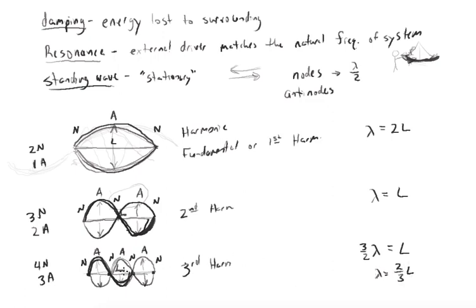All right, see how I did that? I said here I've got 1.5 waves. Here's one wave and another half a wave. So 1.5 wavelengths equals L, which means lambda equals 2/3 L.